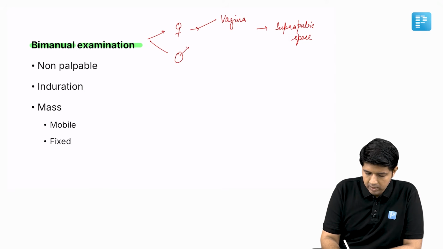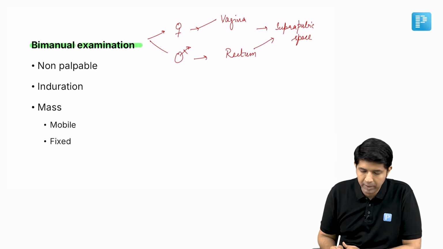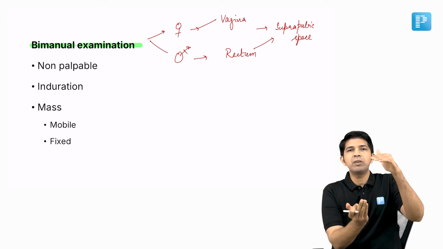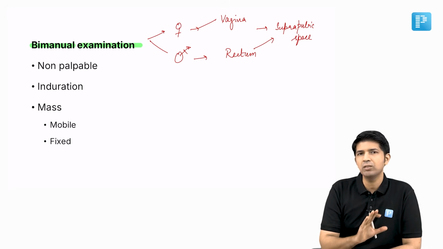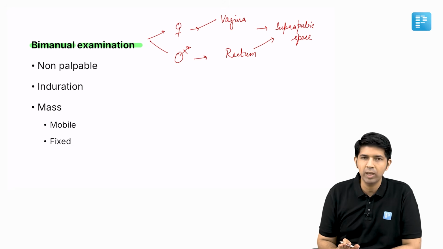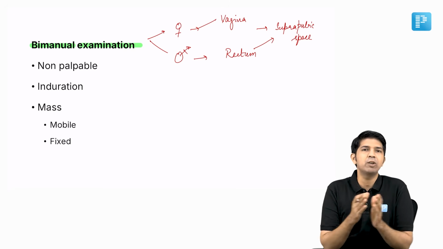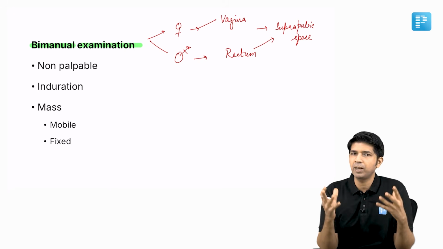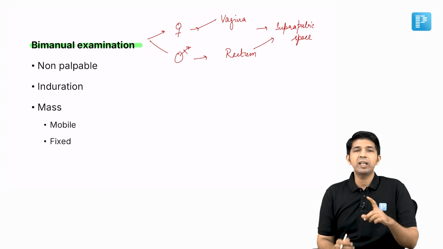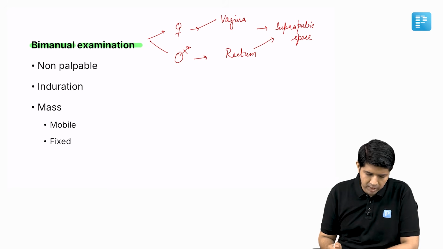In males, one finger in the rectum and the other hand in the suprapubic space, and you're trying to see if you can feel the tumor. This is all olden days, not used much nowadays, because we have much more reliable investigations in the form of CT or an MRI, which can exactly tell you where the tumor is, how much it has spread, and so on. But earlier, when they didn't have the luxury, they used to depend on this bimanual examination.